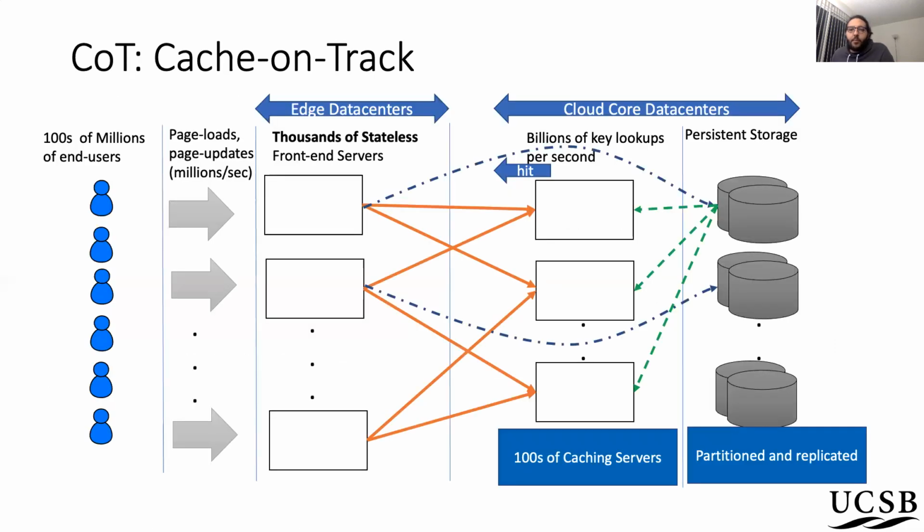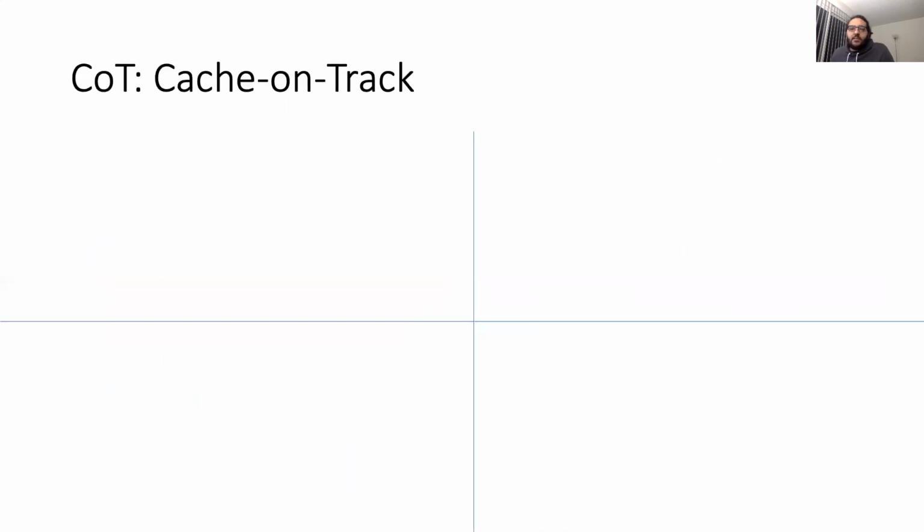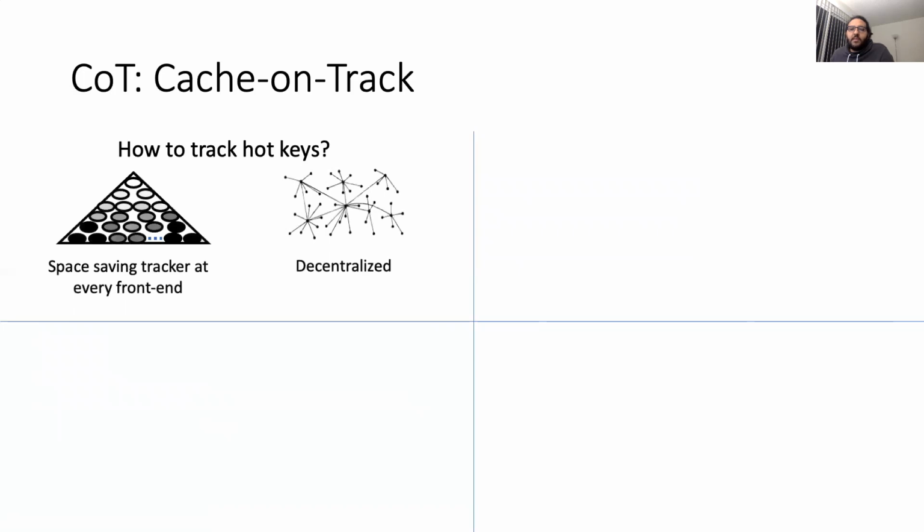In this paper, we propose Cache on Track, an elastic and decentralized cache at the front end to reduce the caching server load imbalance and enhance the access performance. COT answers the following questions. 1. How to track hot keys? For this, COT uses a space-saving algorithm to approximately track the top K keys, where K is greater than C, at each front-end server.